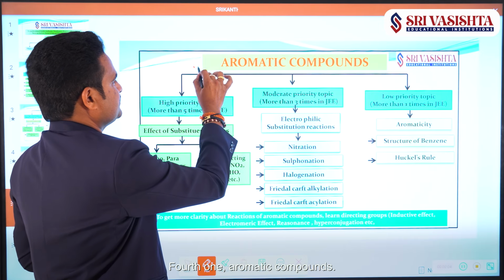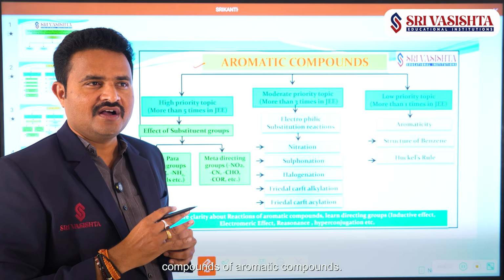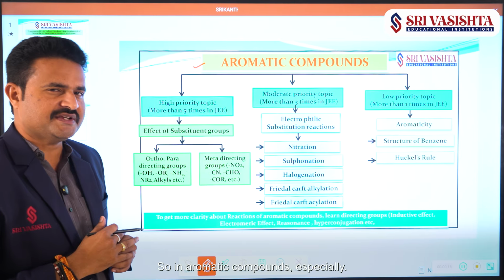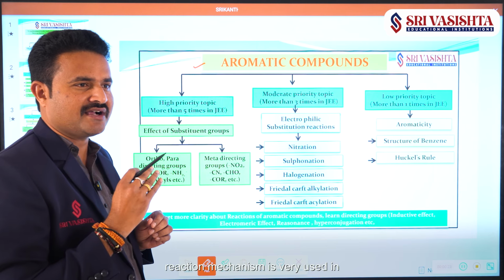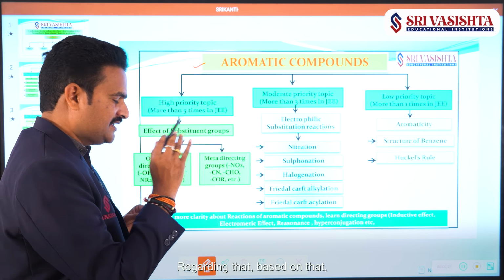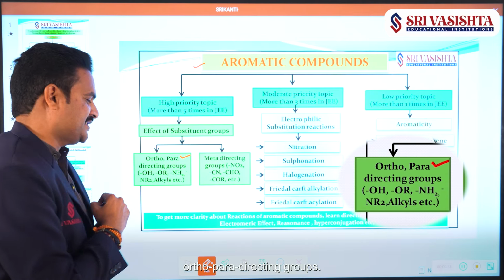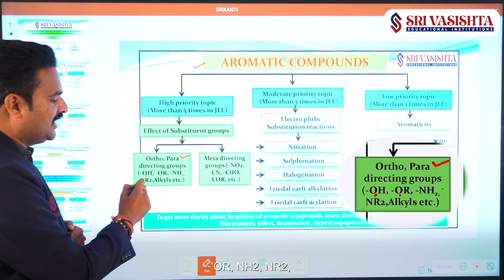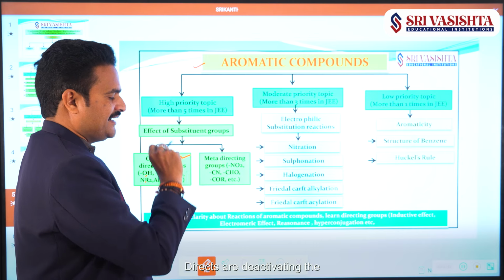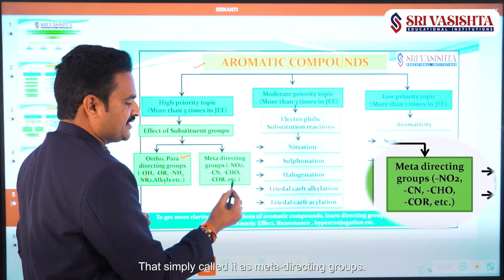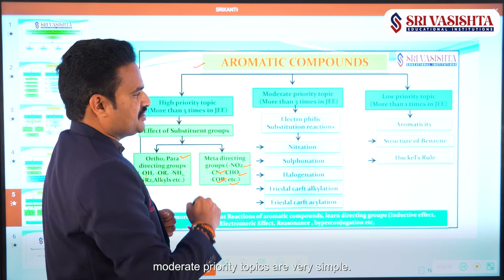Fourth one, aromatic compounds. A very interesting and important topic of hydrocarbons, which leads to several aromatic compounds. In aromatic compounds, the high priority topic is the effect of substituent groups. As I explained earlier, reaction mechanism is very useful in hydrocarbons. Based on that, some groups are activating and ortho-para directing groups, for example OH, OR, NH2, NR2, alkyls, etc. And some substituent groups are deactivating, which are simply called meta-directing groups: NO2, CN, CHO, COR, etc.